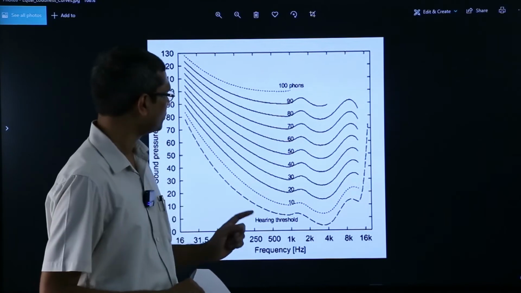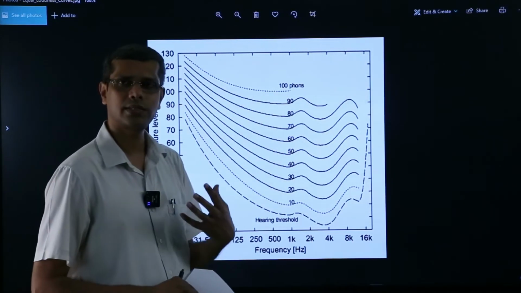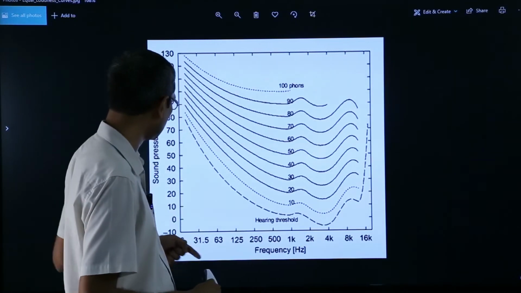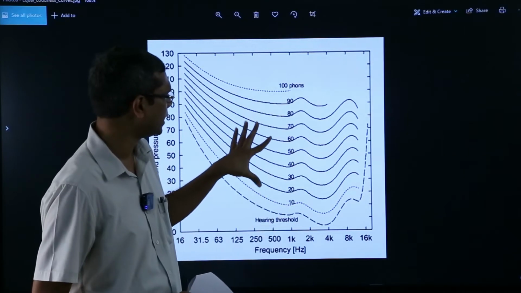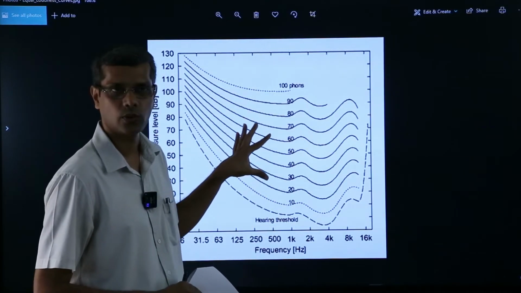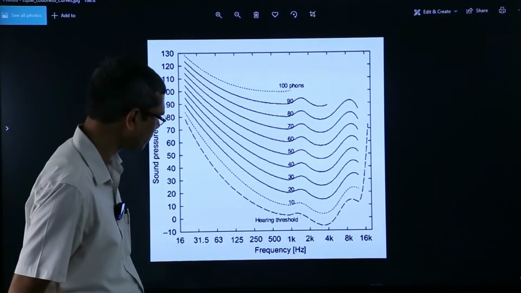Okay. So that's the full picture of our sensitivity with respect to frequency and amplitude and everything. So when we say loud, this whole thing actually plays a role. It's not just the intensity.